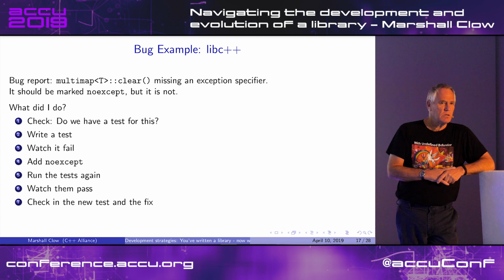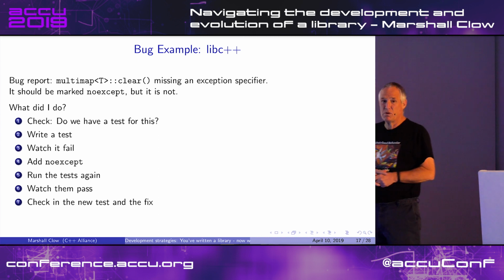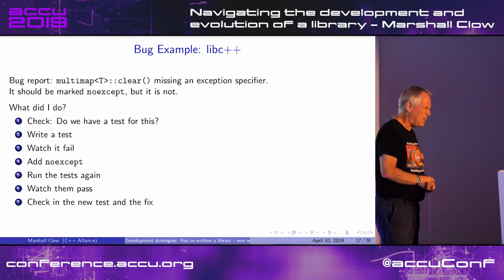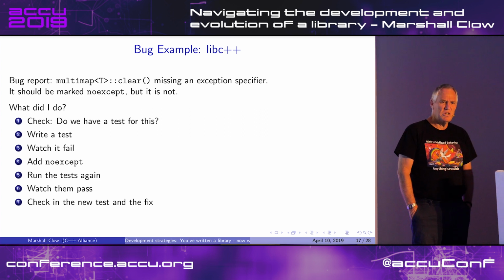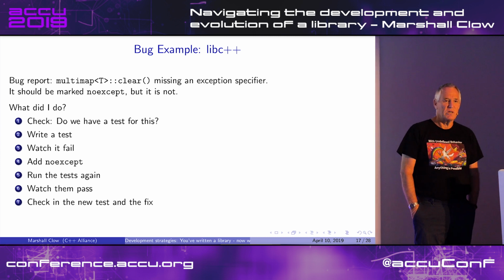Do we have a test for set clear? No, we don't. To see if it's noexcept. Do we have one for multiset? No. How about the unordered containers? No. What about the sequence containers? What about vector? No, we have no test to see if that's noexcept.